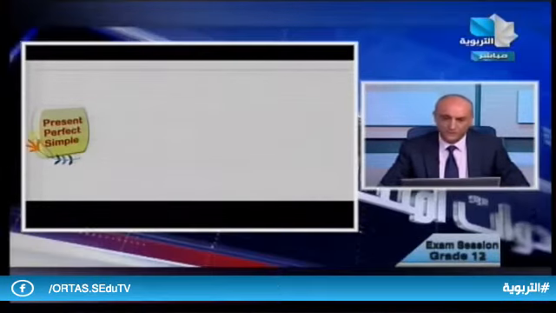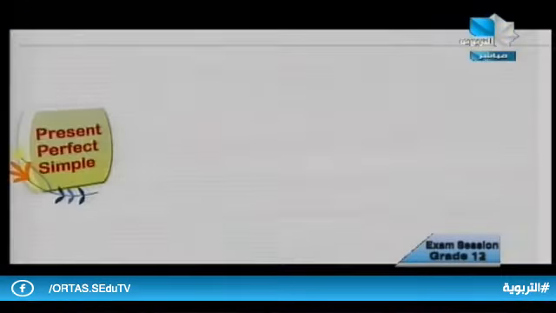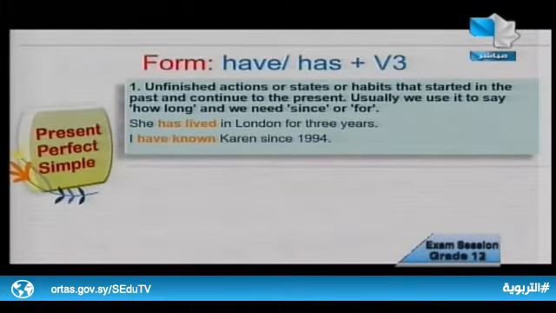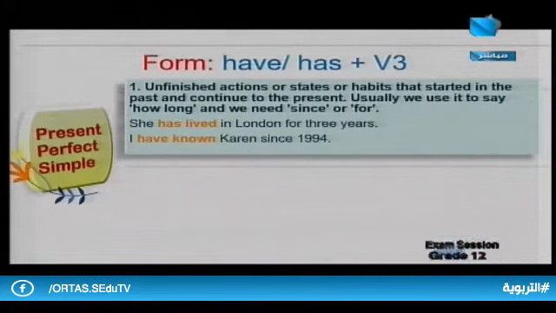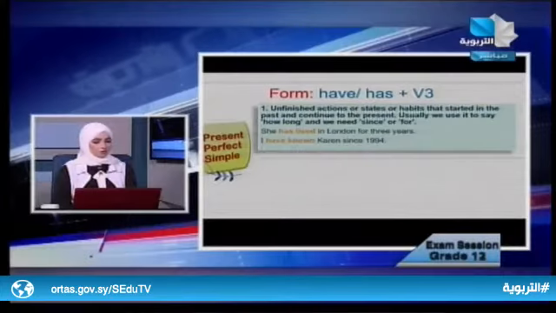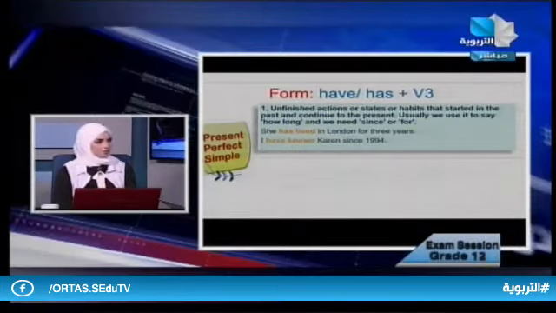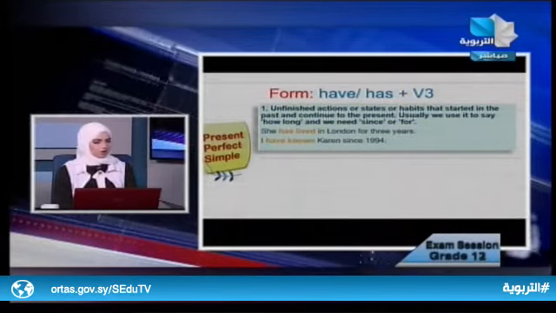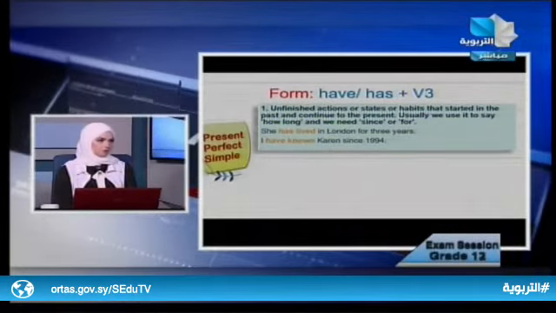Now we can talk about the present perfect simple. Ms. Wala, please. Yeah, the form of the present perfect simple is have or has plus past participle. Mainly it is used to connect the past to the present. We use it for unfinished actions or states or even habits that started in the past and continue to the present. Good. Usually we use it to say how long, and we need for or since in this situation.